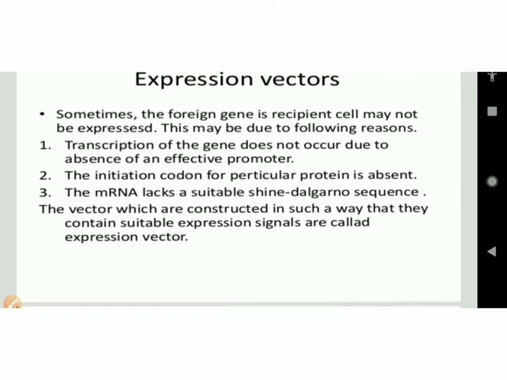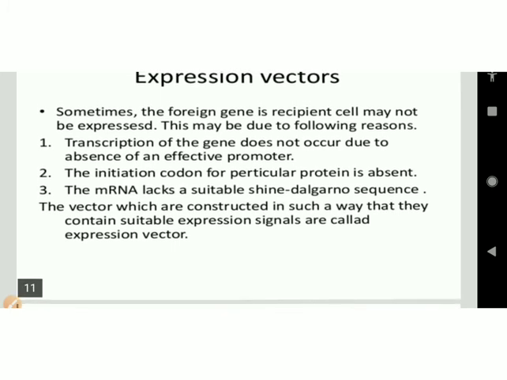The initiation codon for a particular protein is absent. All cells do not contain all types of initiation codon for a particular protein. So all cells do not express all the vectors. The mRNA lacks a suitable Shine-Dalgarno sequence.